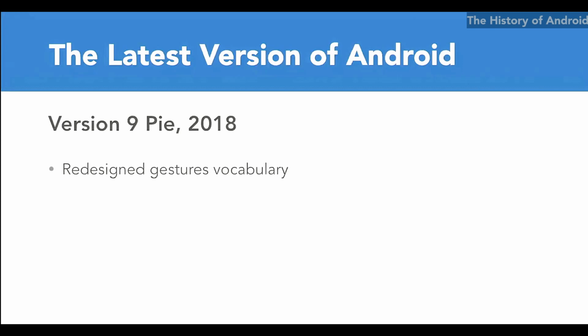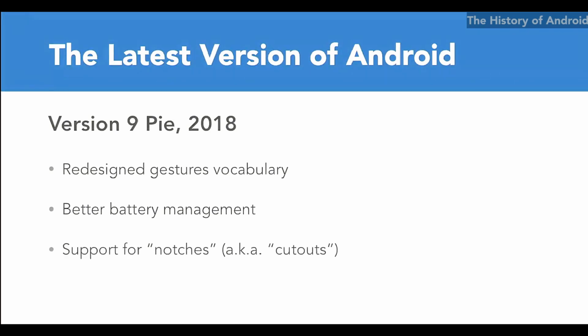It has many new features, including a redesigned gestures vocabulary, improved battery management, support for notches or cutouts that appear on larger phones with edge-to-edge screens, and app actions and slices, which are ways of taking pieces of applications and exposing them to the user in a variety of contexts.